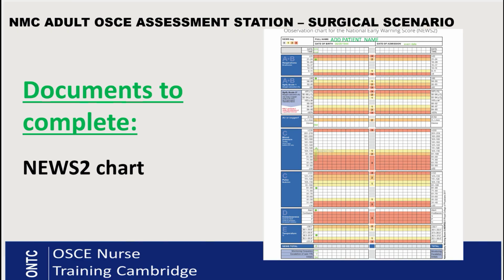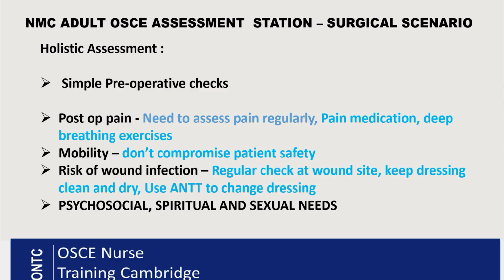The document to complete is still the NEWS chart. You are not given any other document. I hear a lot of rumors that you will have a different document, a pre-op checklist and so on. No, the only document the examiner marks in this scenario is still the NEWS chart. So don't listen to the other rumors. It's definitely just the NEWS chart you need to complete for documentation. Now the holistic assessment, that's the next screen. That's what makes this scenario interesting and different, because it is a pre-op patient.